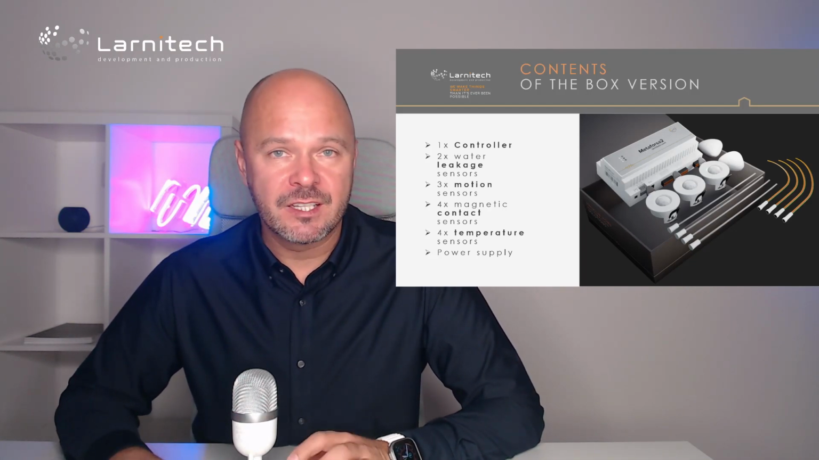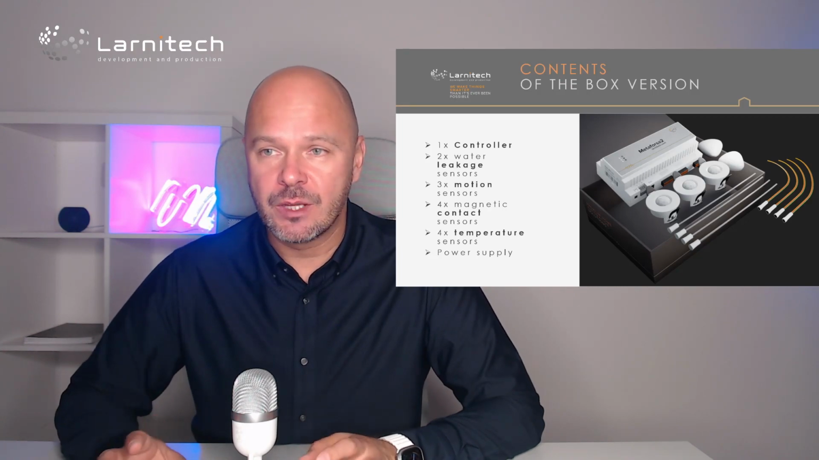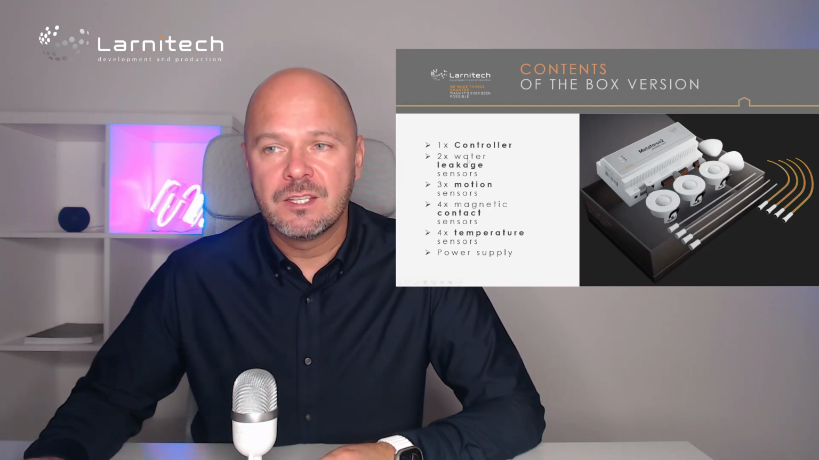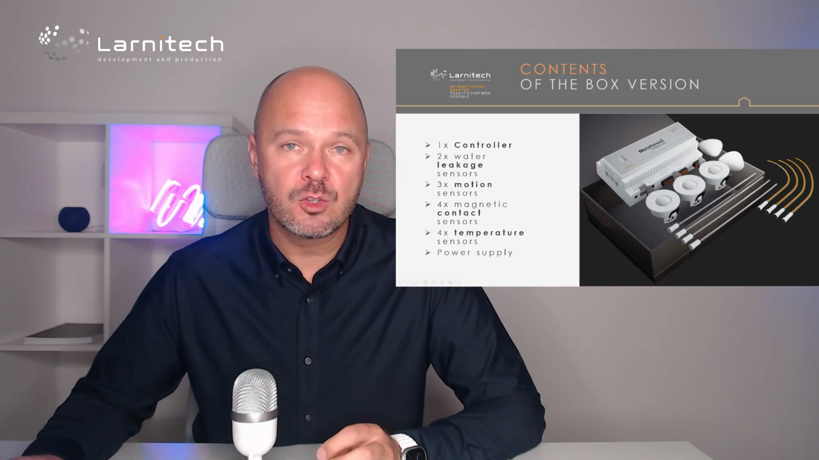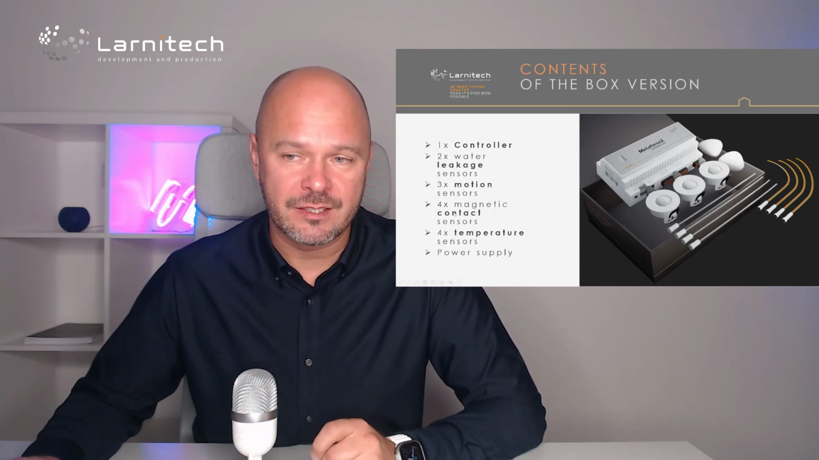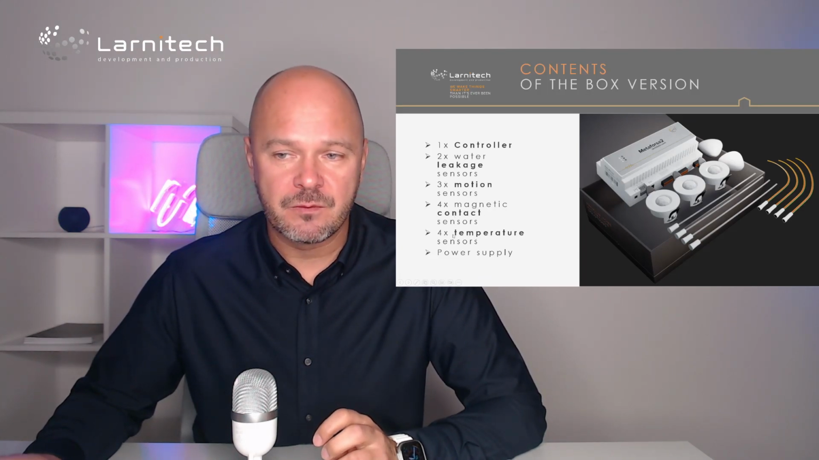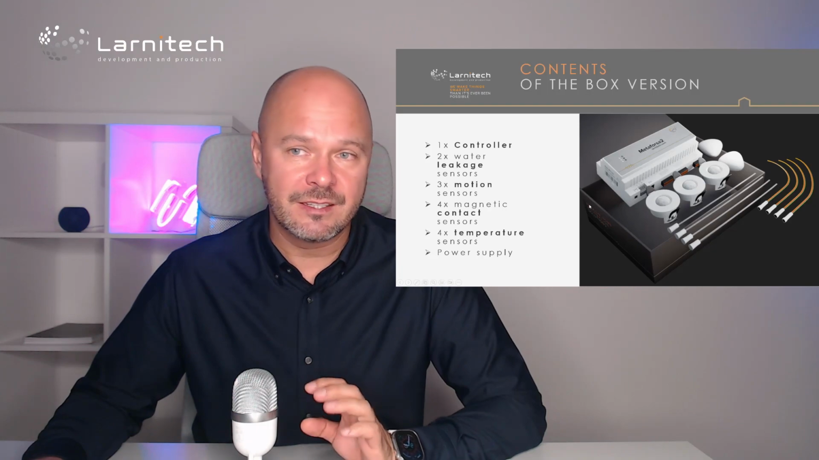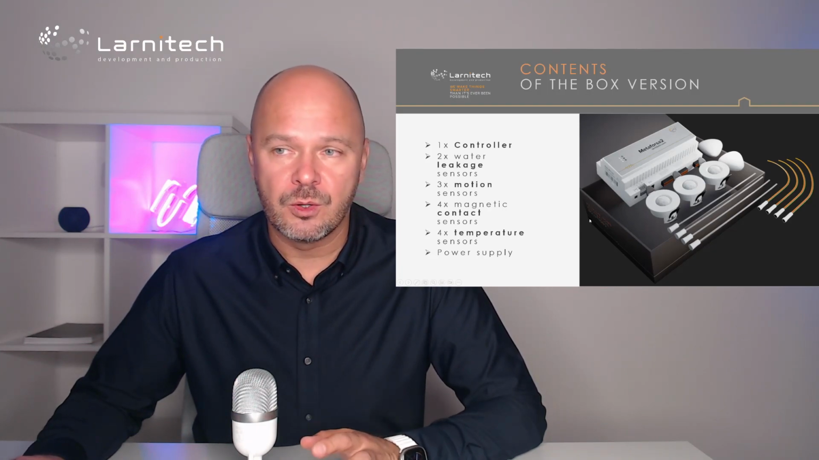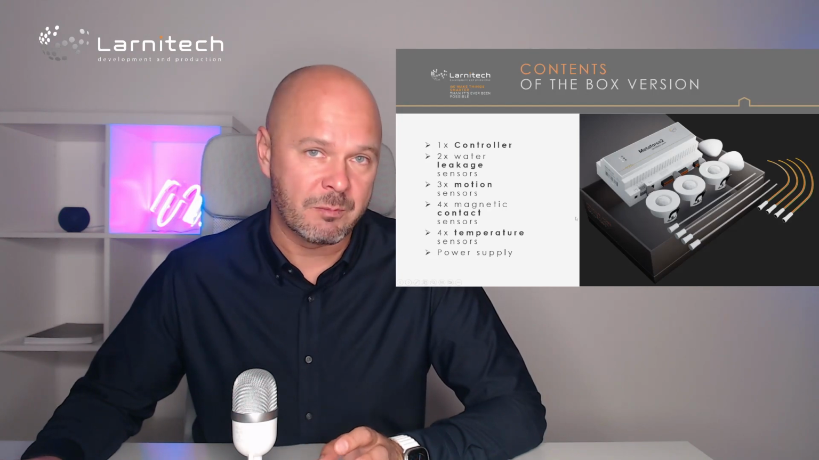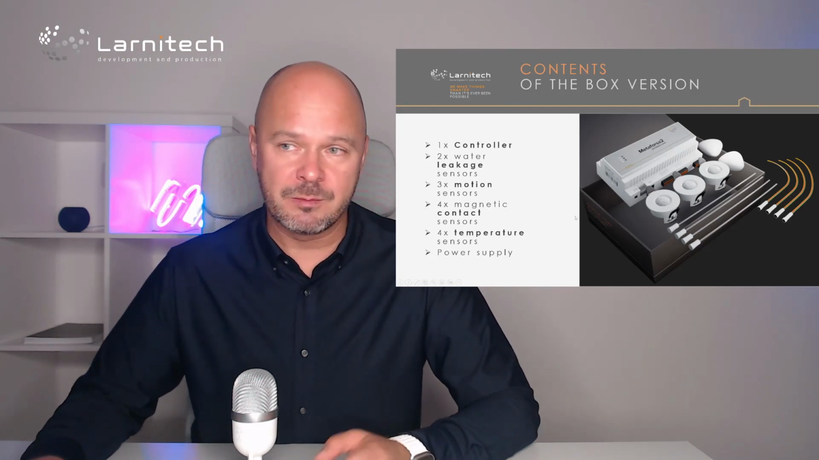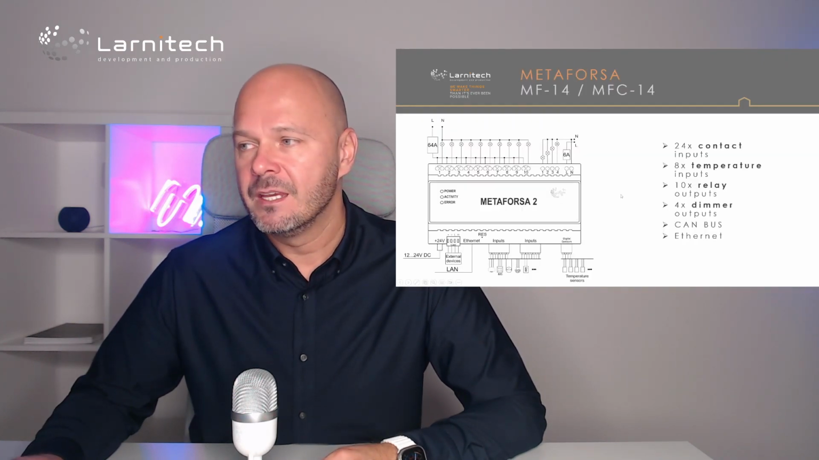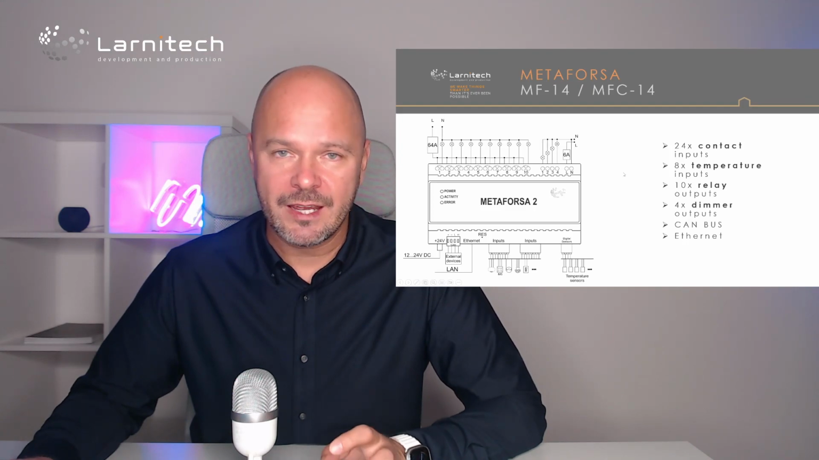So Metaforsa goes in the box together with the kit. The kit includes one controller, 2 water leakage sensors, 3 motion sensors, and then 4 magnetic contact sensors, and then 4 temperature sensors, and then power supply. So this goes like the standard automation for not a big apartment, maybe a 1-bedroom apartment. Sometimes even a 2-bedroom apartment can be enough for one Metaforsa. So what do we have on board?